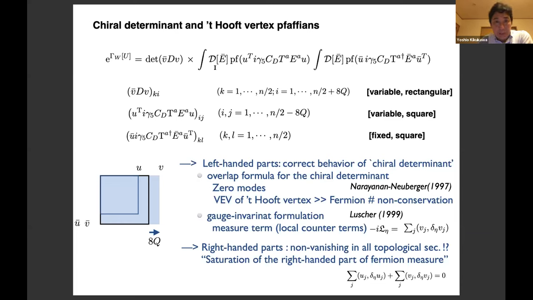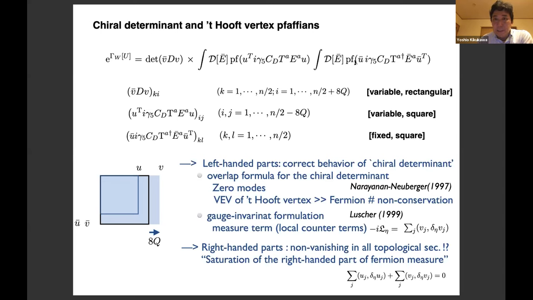On the other hand, the second factor is defined by this matrix in terms of the right-handed chiral basis, with the SO(10) spinor field here. This matrix is anti-symmetric, and we take its Pfaffian. The size of this matrix is given by this number, depending on the topological charge, but it remains even. So this matrix is a square matrix whose size varies with the topological charge of the gauge field, but it remains square and the size is even, so the Pfaffian does not vanish identically in general.